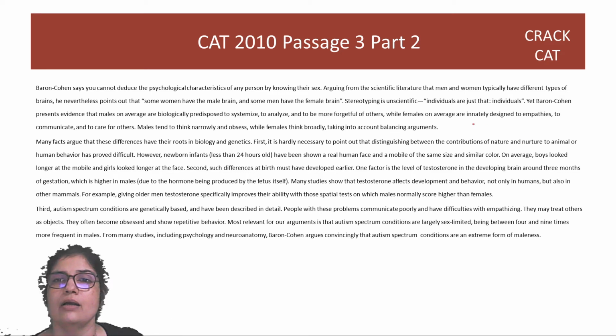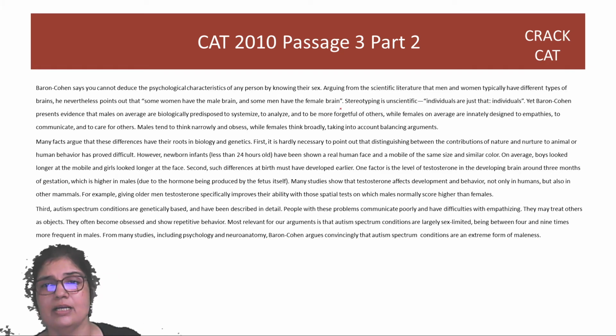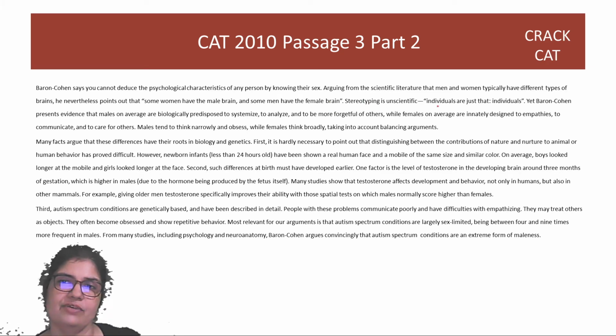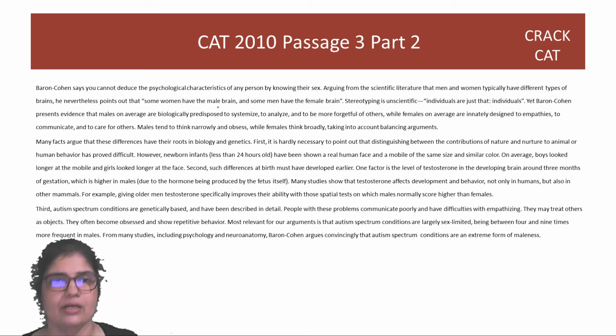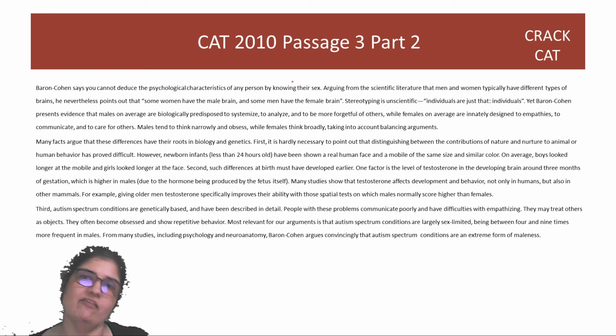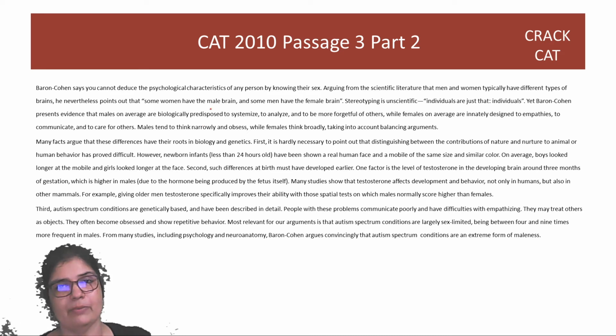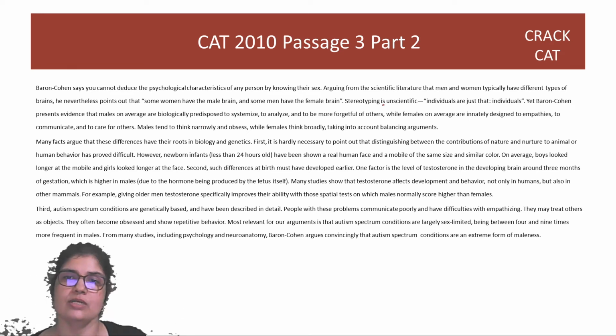Arguing that men and women typically are different, he points out that some women have the male brain, some men have the female brain. Stereotyping is unscientific. Individuals are just that, individuals. So he's saying that on average, men have male brains and women have female brains, but some women have the male brain, so you cannot generalize. So stereotyping means you cannot generalize.